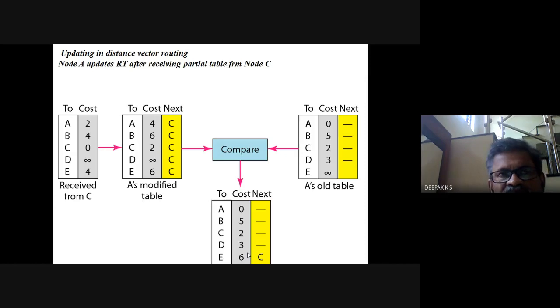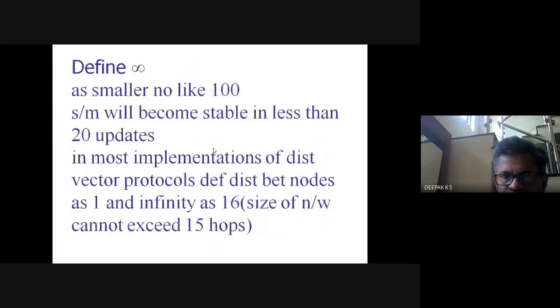So this should be like an algorithm. An algorithm has to be written for these nodes. So initially the nodes should find out the cost by sending some packets and finding the metric, and then periodically the nodes should share information and update the information when some changes occur. So updating in distance vector routing: node A updates routing table after receiving partial table from node C. So this is how, okay.